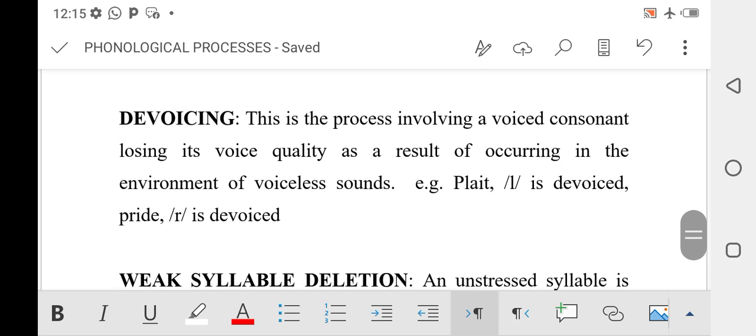Now we have devoicing as another phonological process. Devoicing involves a voiced consonant losing its voice quality because it is occurring in an environment of a voiceless sound.